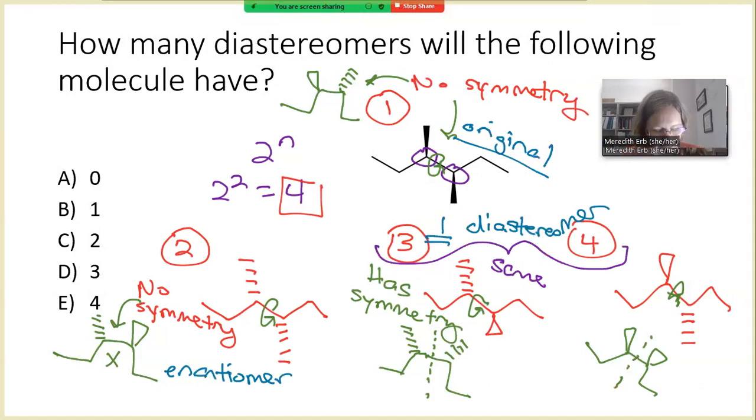So if we want to go back and answer our original question, how many diastereomers will the following molecule have? It's going to be one, only one diastereomer, because the diastereomer is a meso compound with a plane of symmetry.